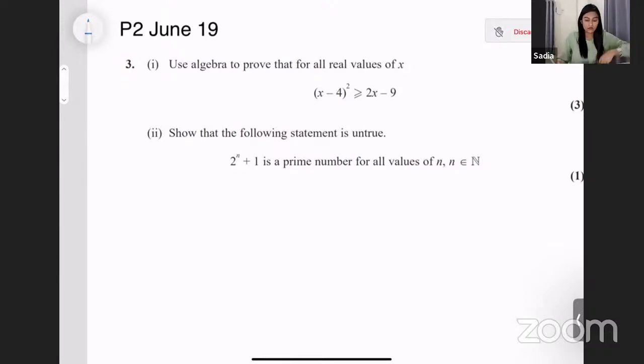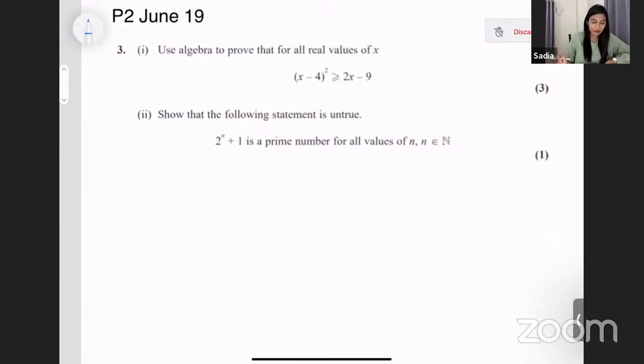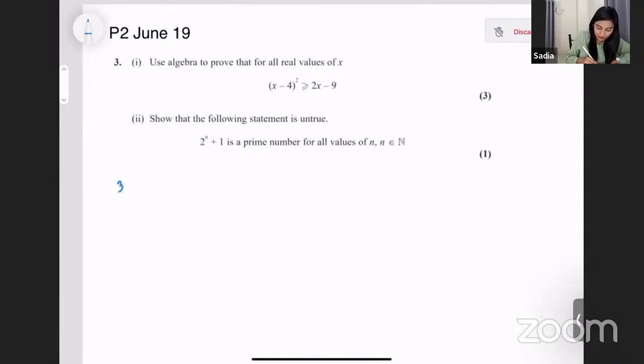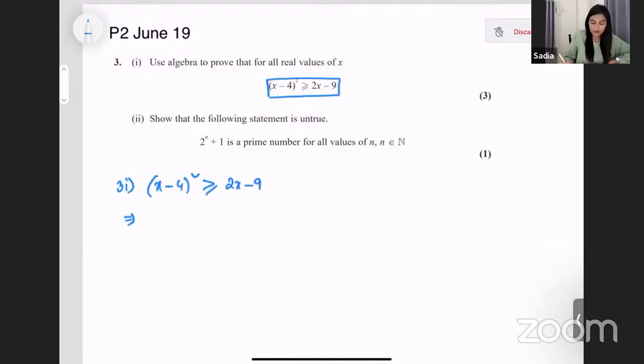So let me start with this one, number 3 of June 19, P2. We have this equation. We need to prove this statement. At first, I will start with simplifying this line. At the left side, we need to expand this using the a minus b whole square formula. I guess you know this one. A minus b whole square is a square minus 2ab plus b square, right?